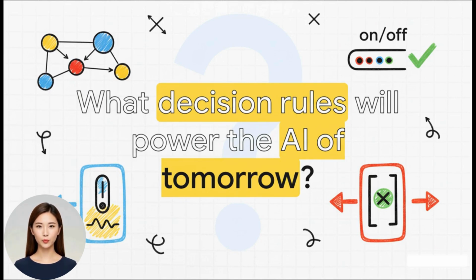And that leaves us with a pretty cool final thought, doesn't it? Today's mind-blowing AI is built on these surprisingly simple ideas. So it makes you wonder, what new, even smarter decision rules are we going to design next? And what incredible new things will the AI of tomorrow be able to do?